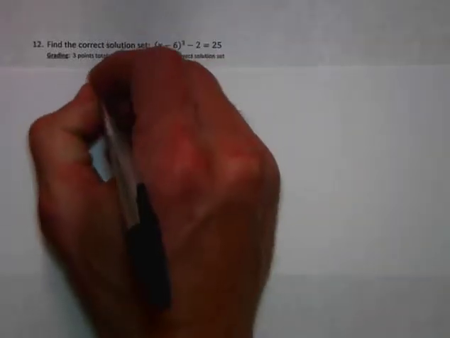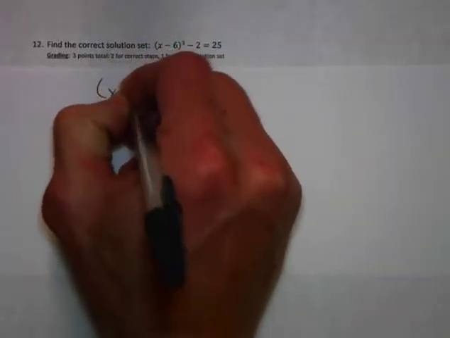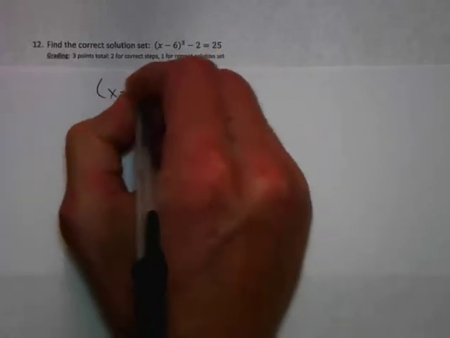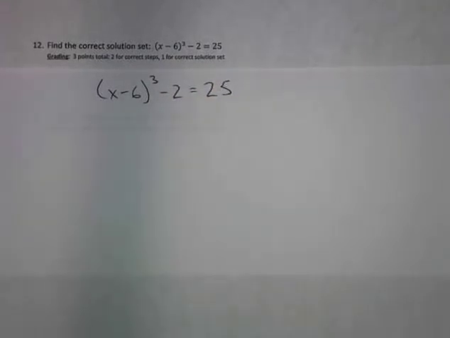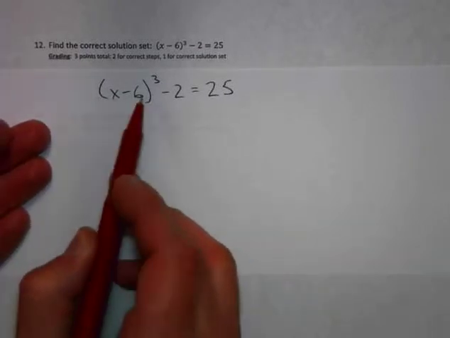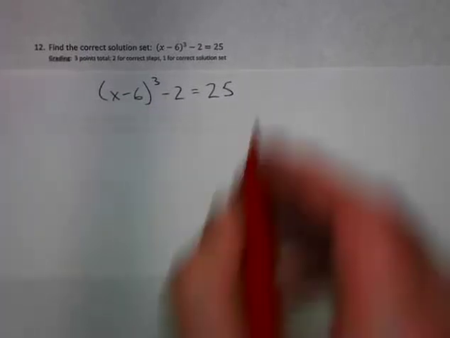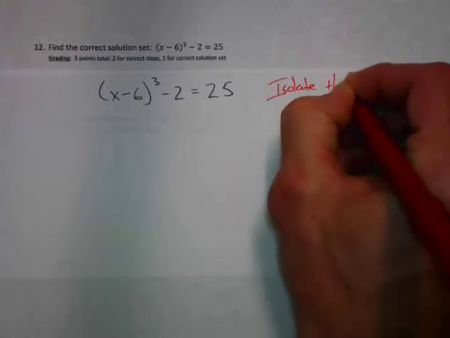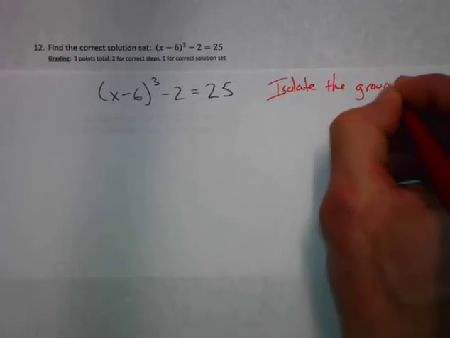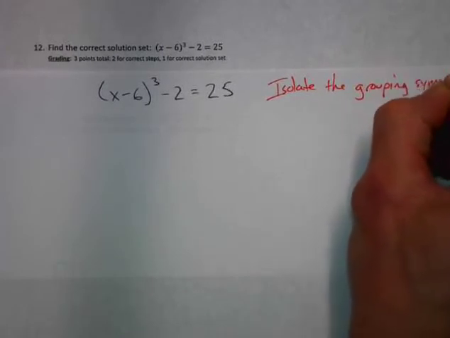And we have an interesting equation. We have a group to the third power, and there's something crazy going on because there's all these things. What's going to happen? Well, first of all, how is this similar to number 10 and number 11? Well, we have a grouping symbol. That's how it's similar. And what did we do with number 10 and number 11? The first thing we did was isolate the grouping symbol. So we're going to do it again. We're going to isolate the grouping symbol.